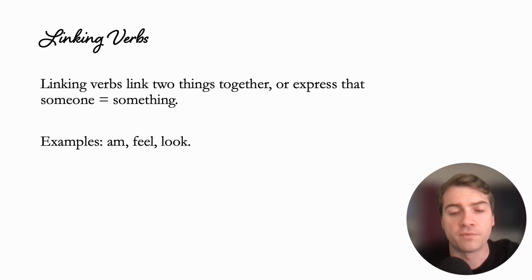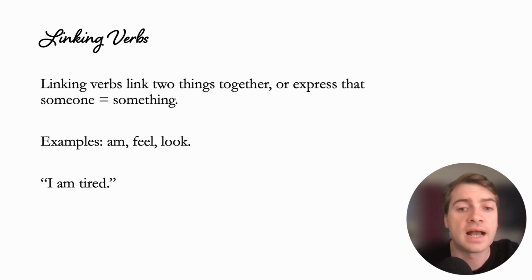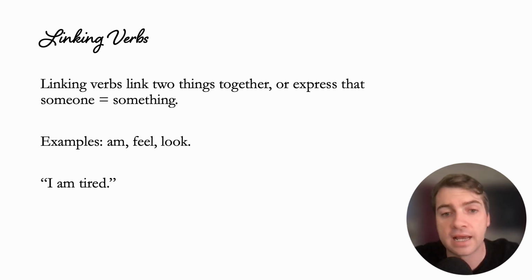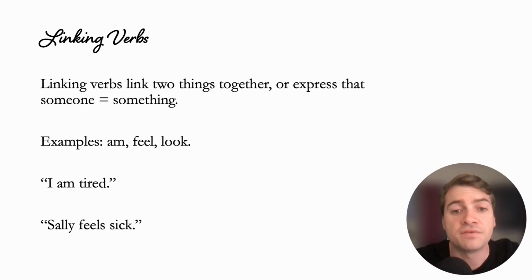So, for example, verbs like am, feel, and look, these are all linking nouns with adjectives, okay? So, I am tired links the pronoun I to the feeling of tired, all right? Sally feels sick links Sally, the noun, to the adjective of sick, okay? So we're saying Sally equals sick. It's important to understand the differences between these two types of verbs so that when we get to the sentence structure lesson, you fully understand what it is that I'm teaching.